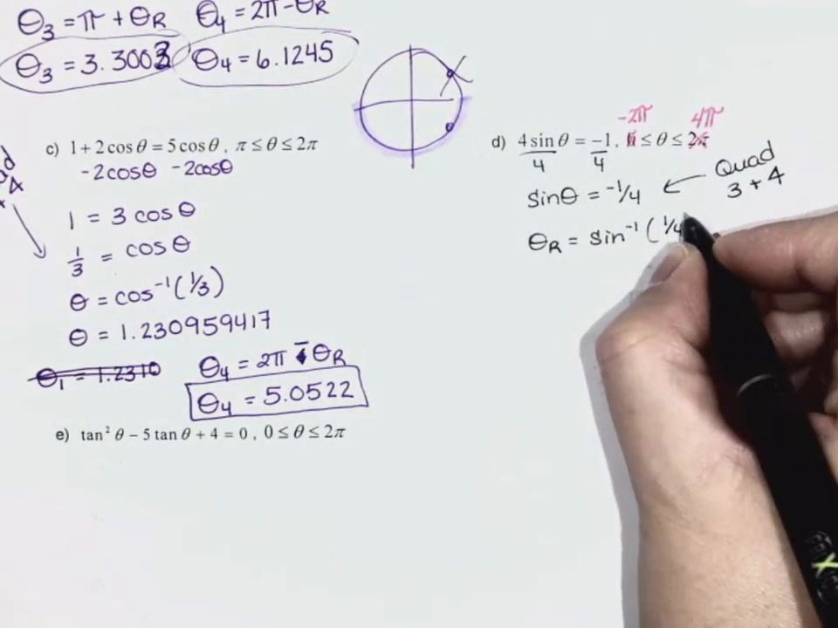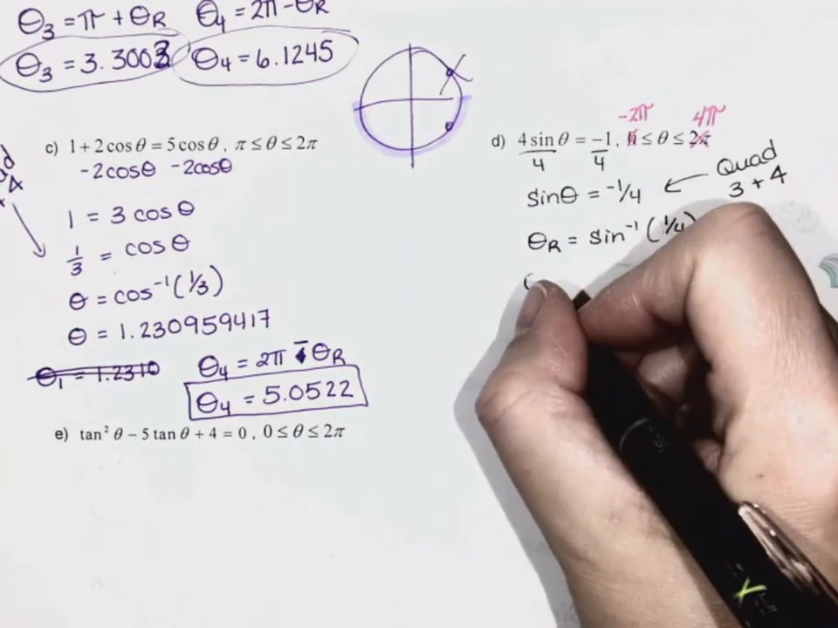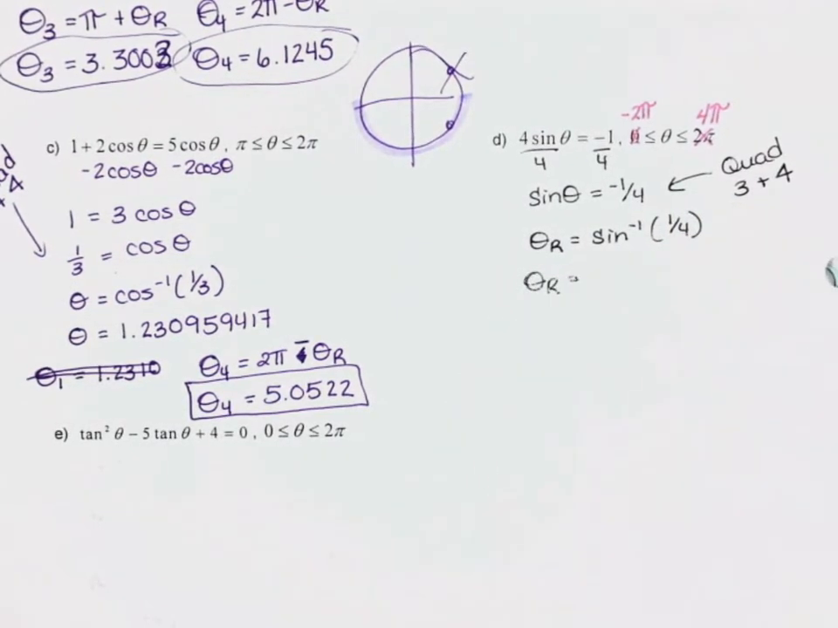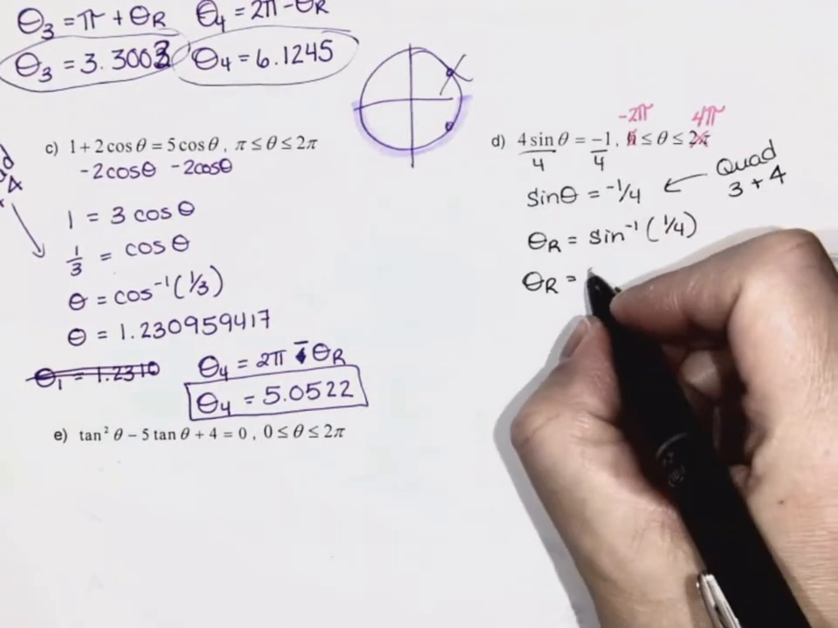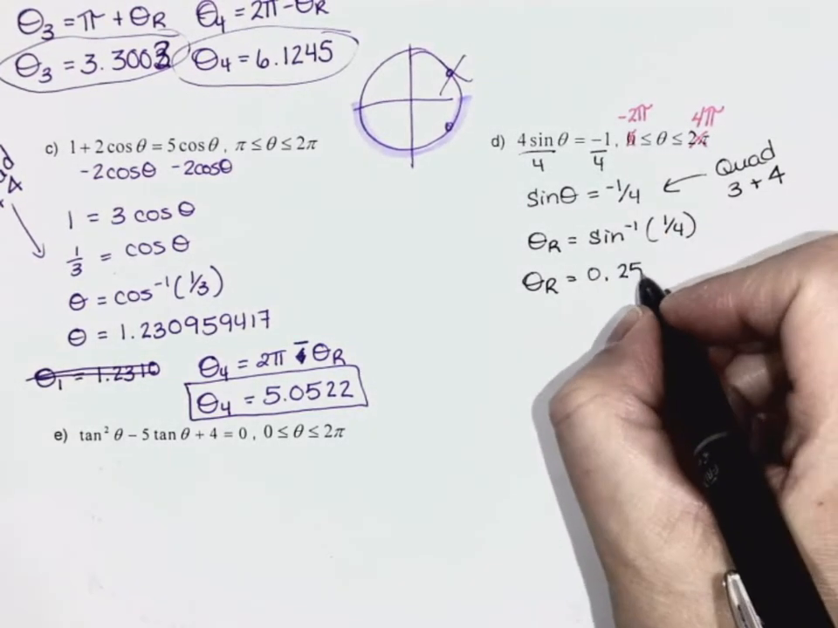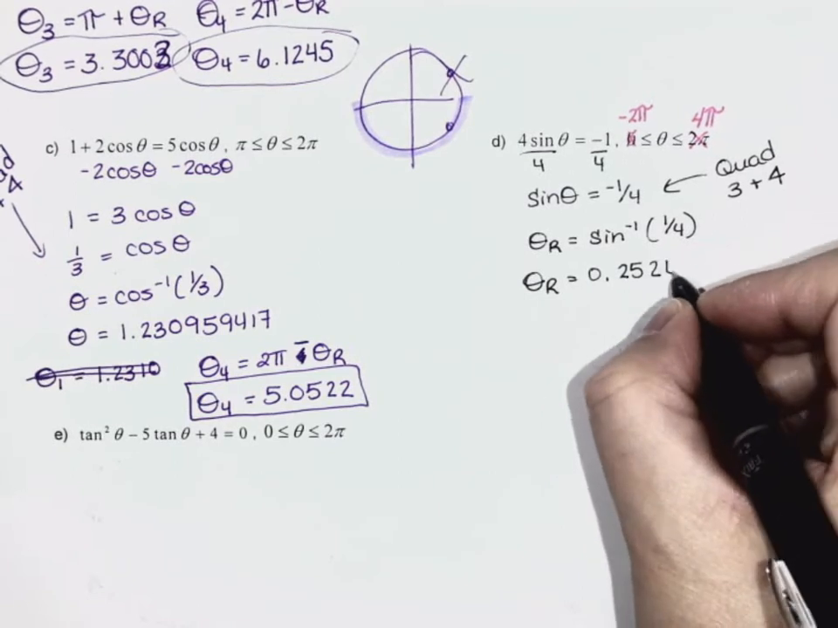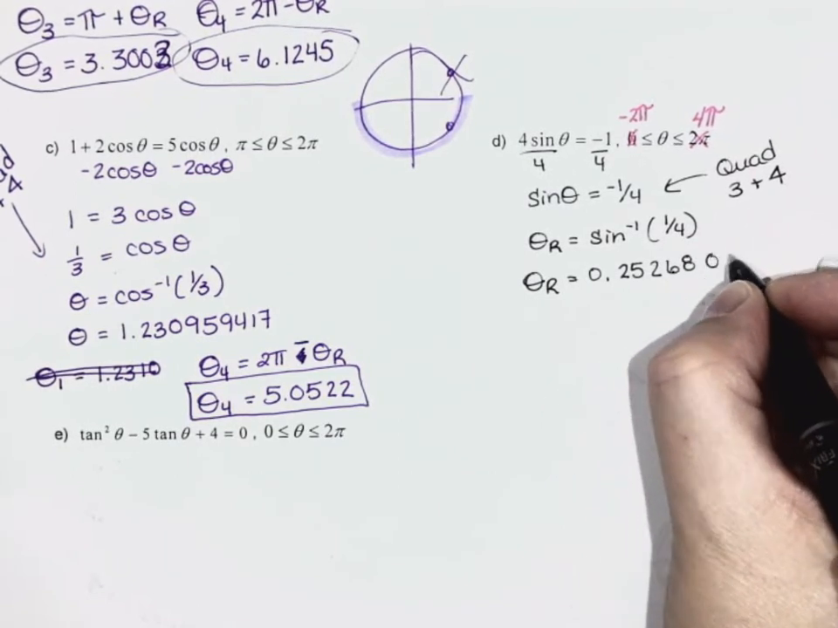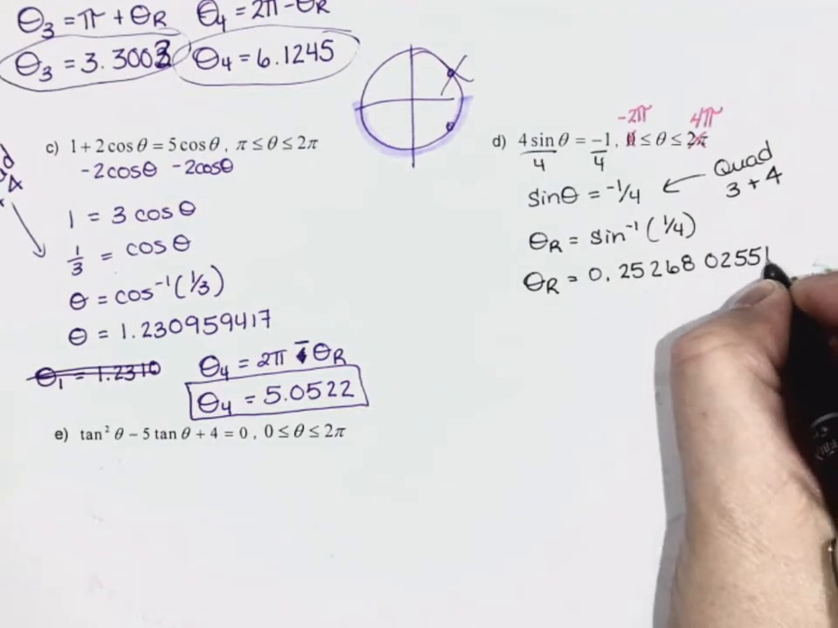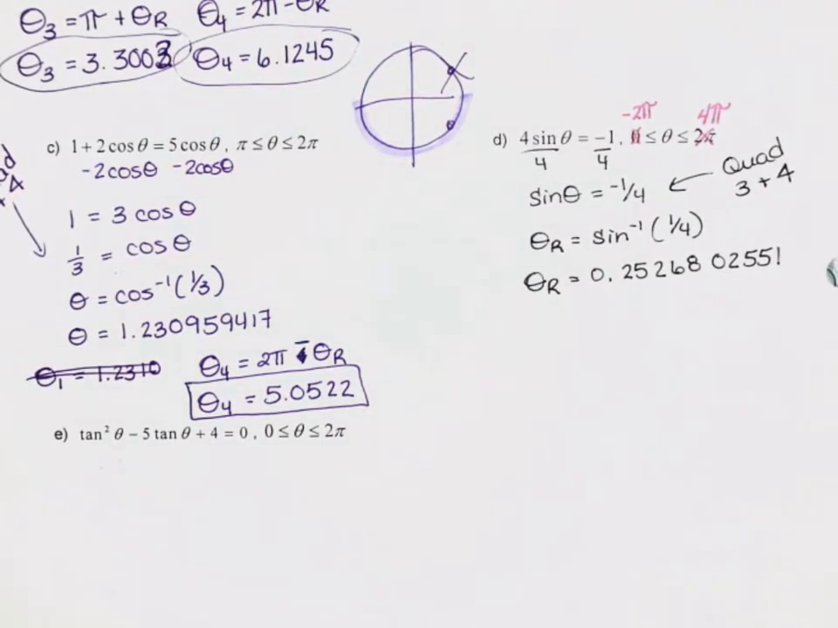And I keep putting sine to the negative 1 just to remind us that we have to use our second function button in our calculator. You do not have to write that step. I don't want you to feel like you have to. But if it helps cement it into memory, I would encourage you to keep doing that. Always when we're finding the reference angle.